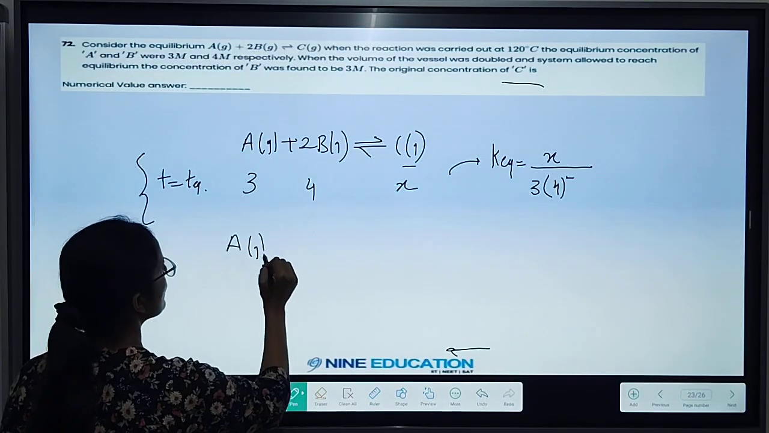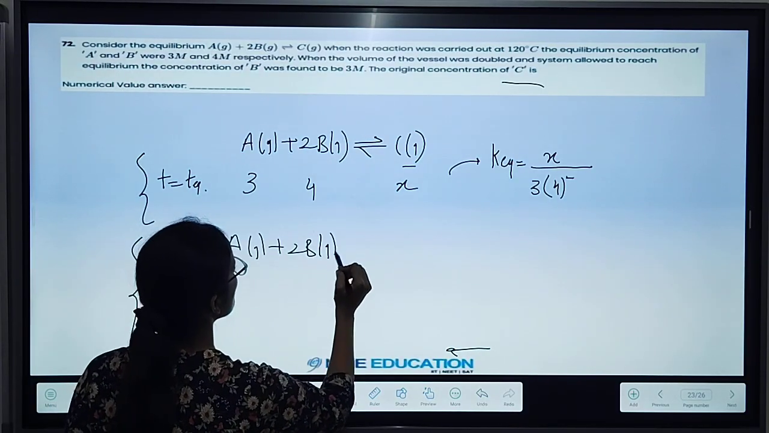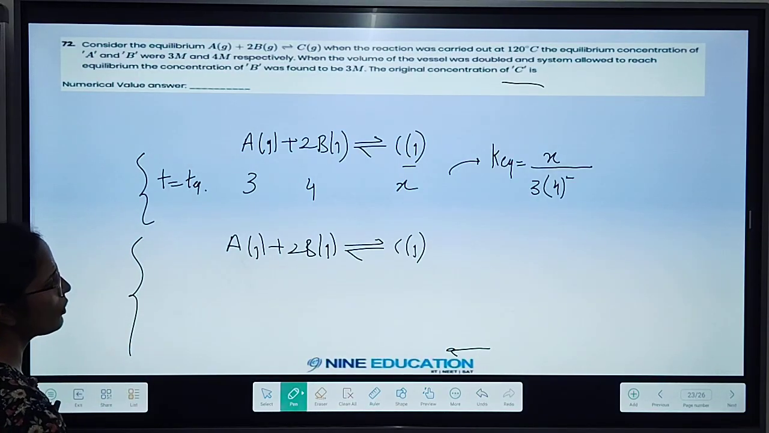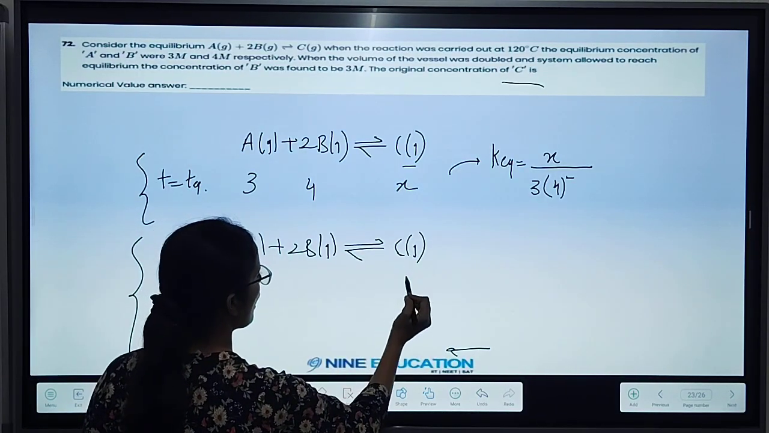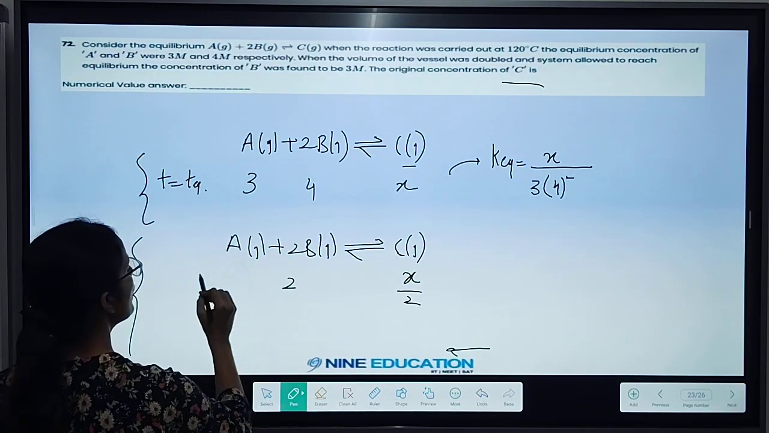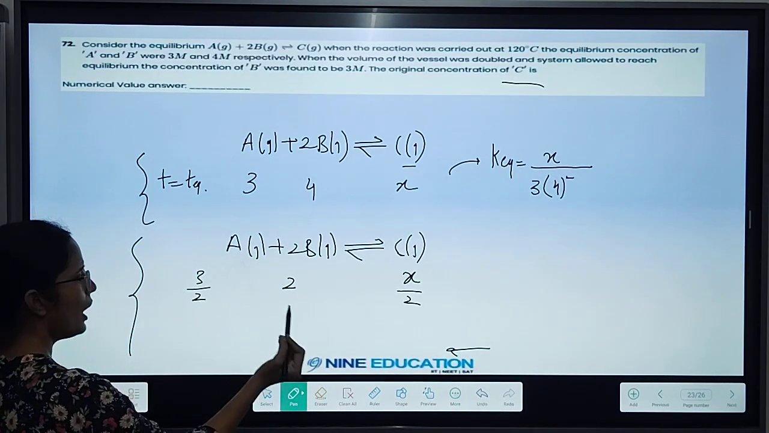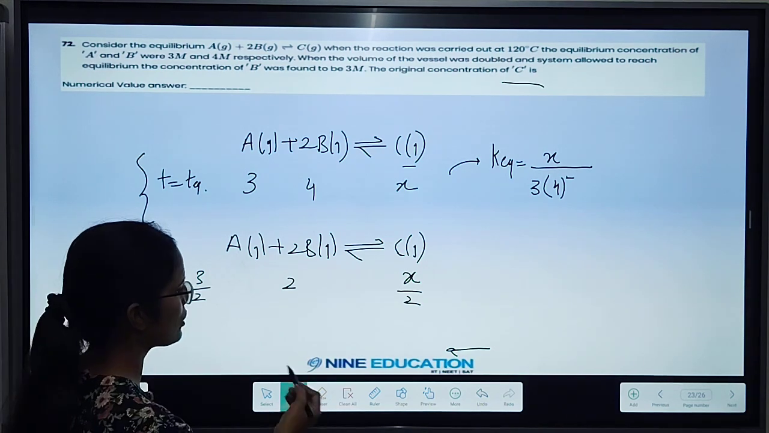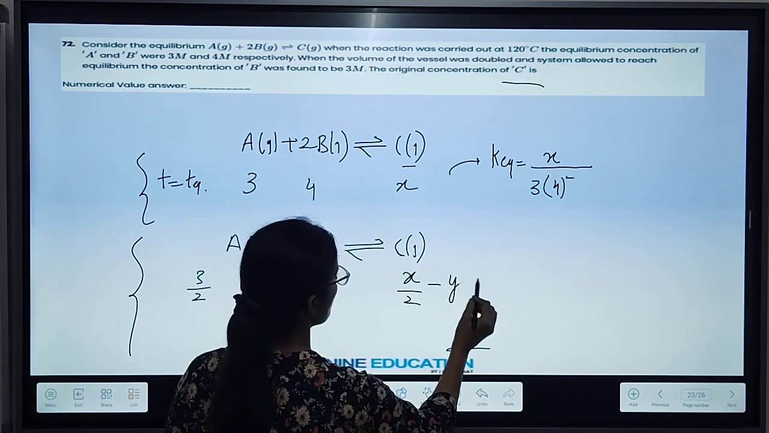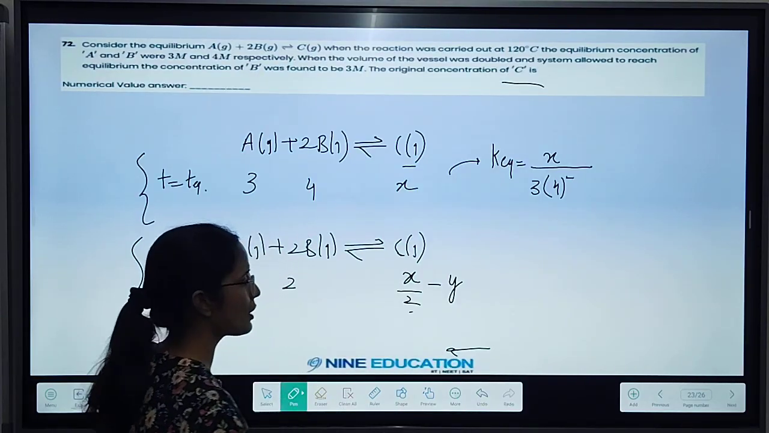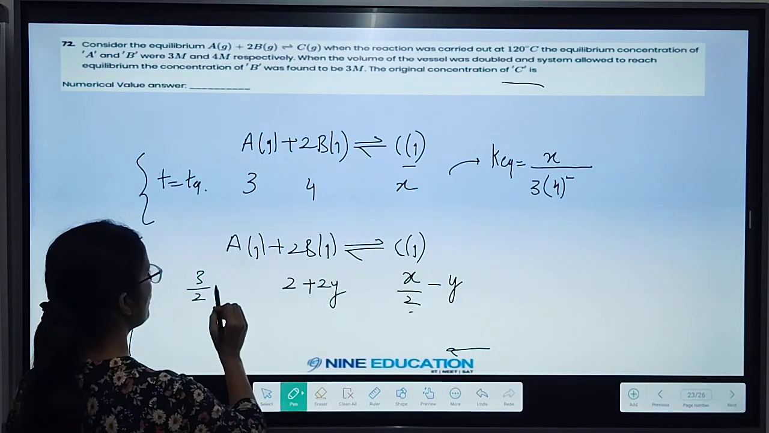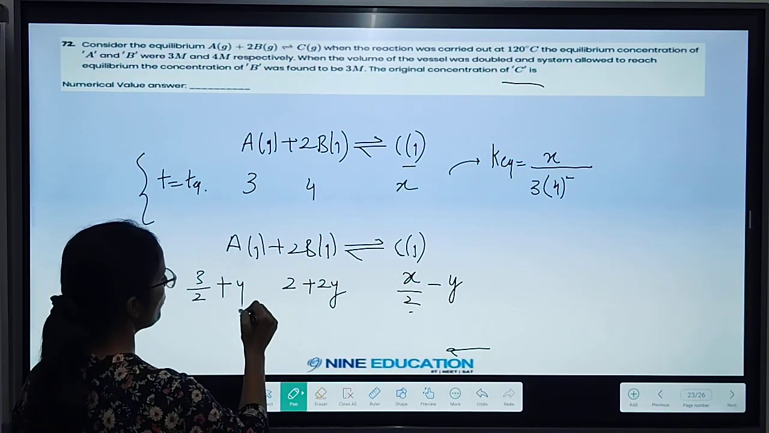If we understand the first equilibrium, let us talk about the changes. We have A gas plus 2B gas giving us C gas, and if we double the volume, the concentrations will get halved: X by 2 for C, 4 by 2 means 2 for B, and 3 by 2 for A. As we make these changes, the reaction will go backward. So imagine some Y change in the concentration: C will be X by 2 minus Y, B will be 2 plus 2Y, and A will be 3 by 2 plus Y.